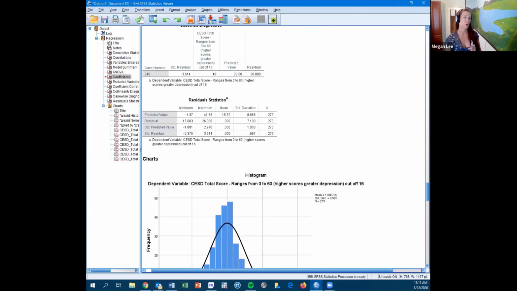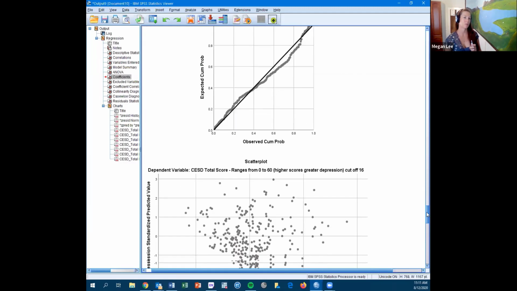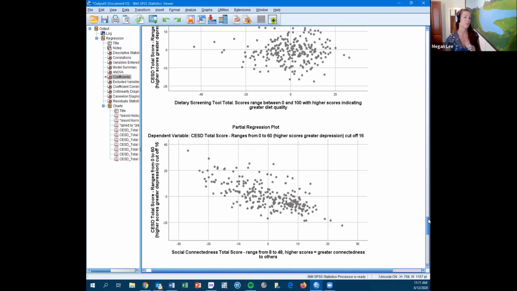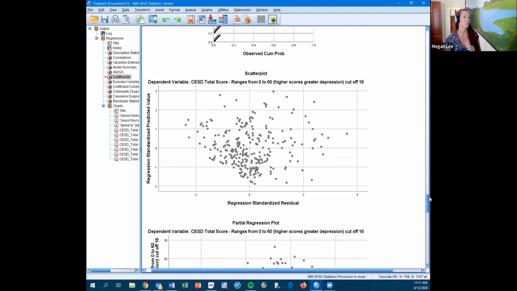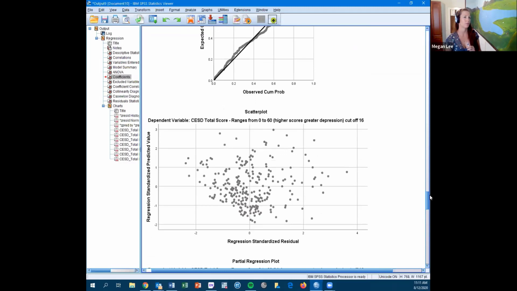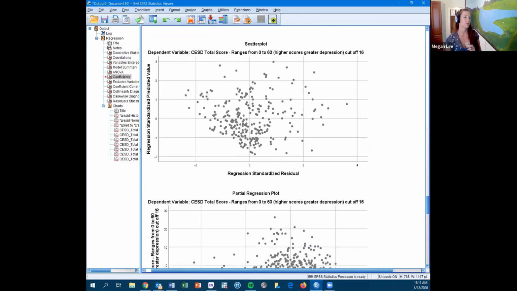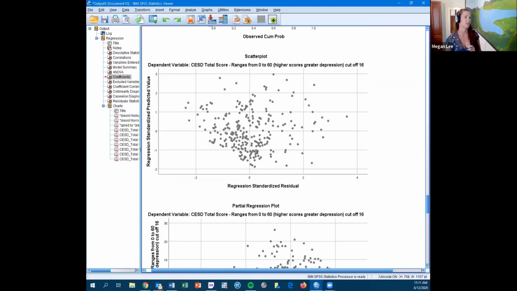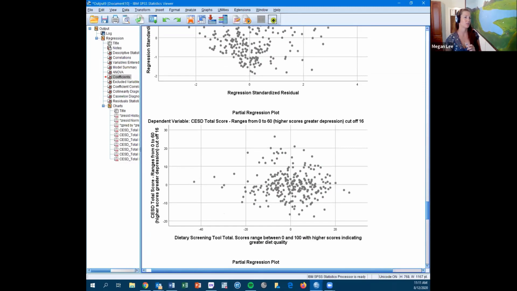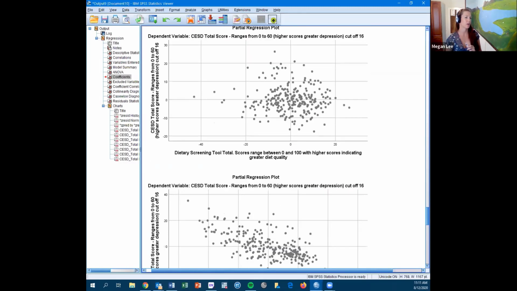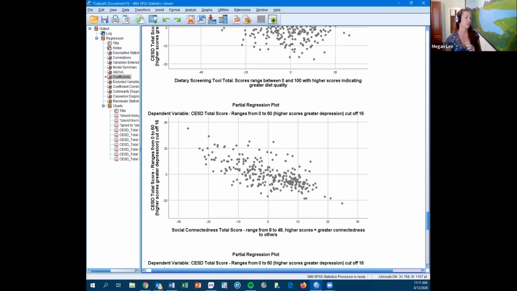And maybe that one outlier is a bit of a problem. But apart from that, this is all looking pretty good. Okay. So that's depression and standardized residuals. This is depression and dietary screening tool. Still not funneling. Social connectedness. There's a good relationship there, look at that.